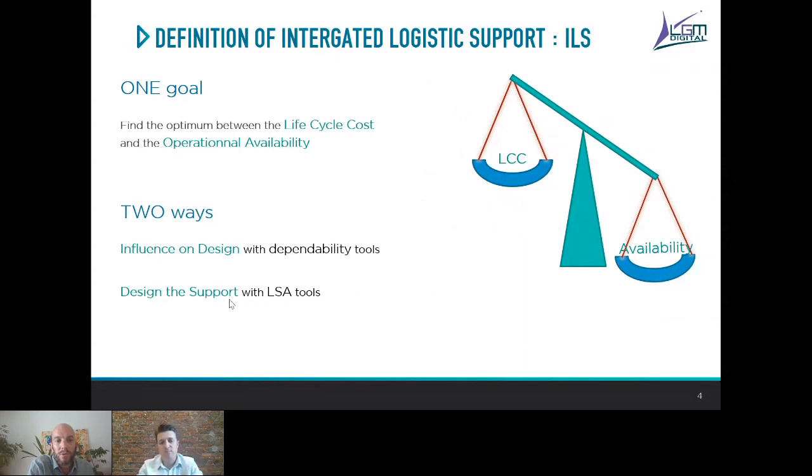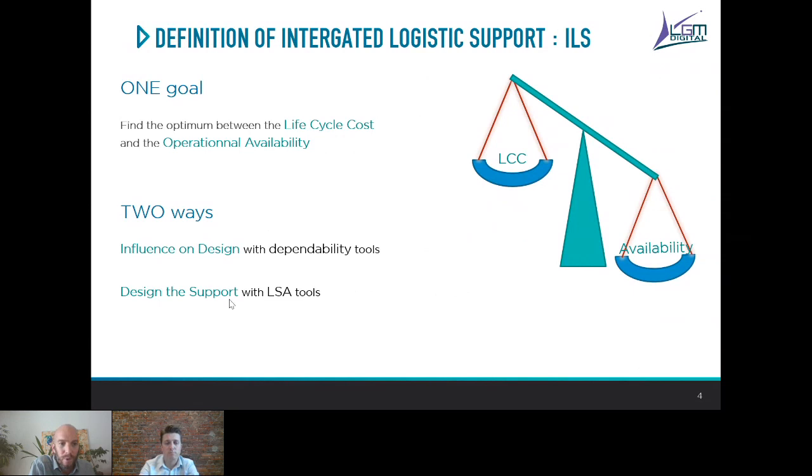So to reach this goal, we have two ways. The first one is to influence the design with dependability tools. Dependability is also known as RAMS. RAMS is reliability, availability, maintainability, and safety. So we influence the design of the design office, of the material, to raise the reliability, for example, or the maintainability of the system.